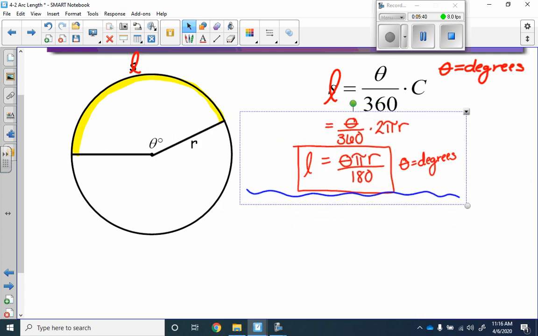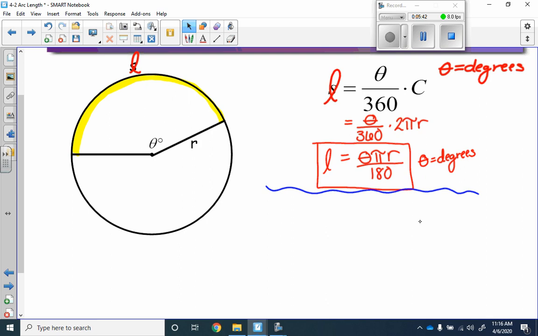Just give myself a little bit more room to work with. So if it's in radians, we're still going to be working with this whole idea of what is the fraction. 360 degrees is a full circle. How many radians are in a full circle? I'm hoping you're saying that there are 2 pi radians. So we're going to take theta divided by 2 pi.